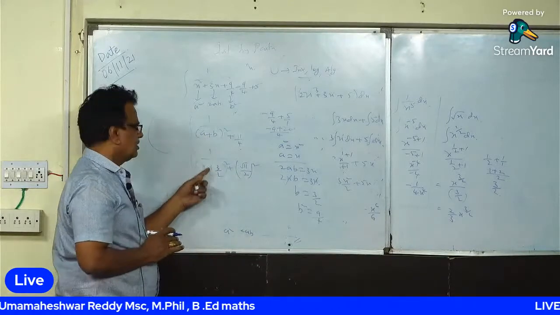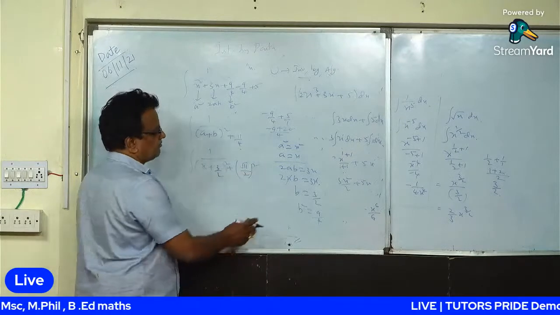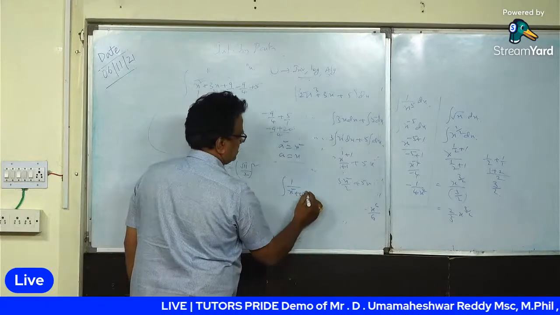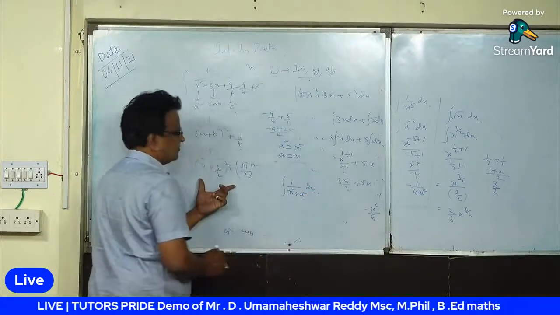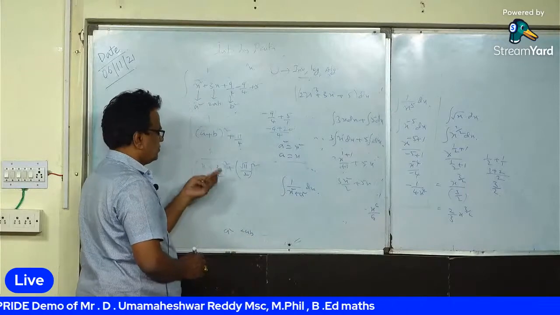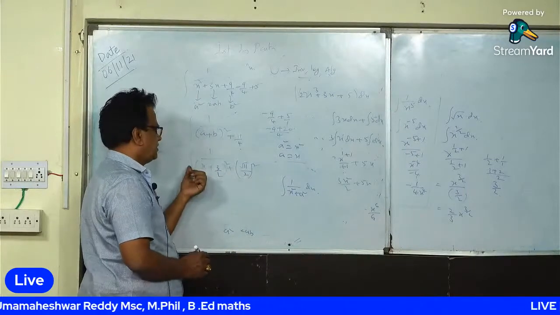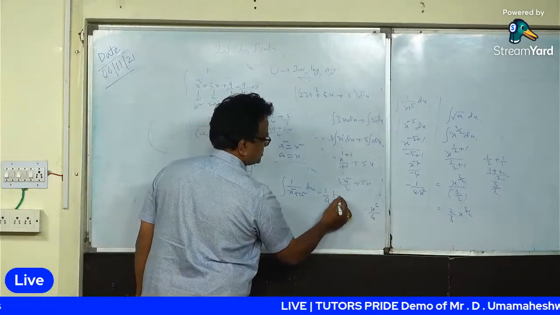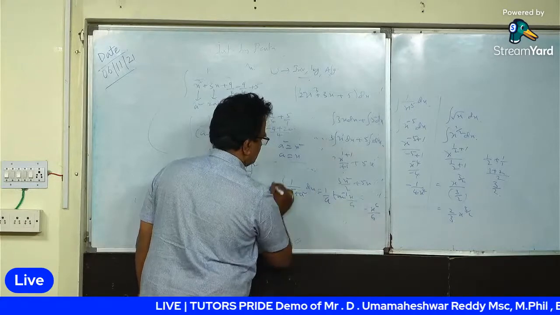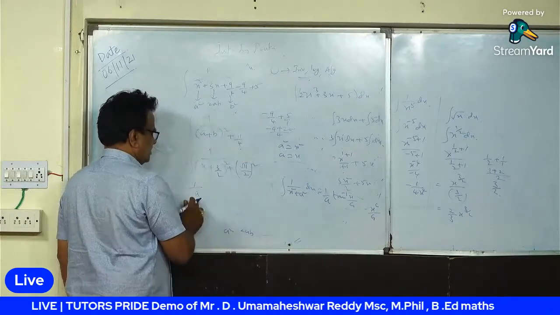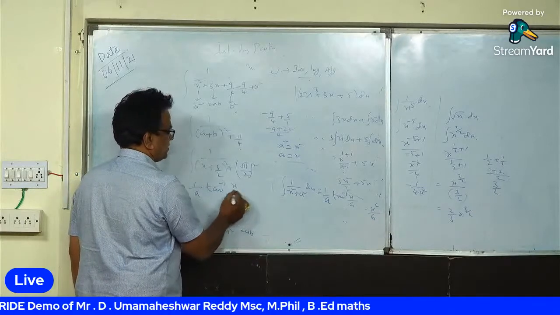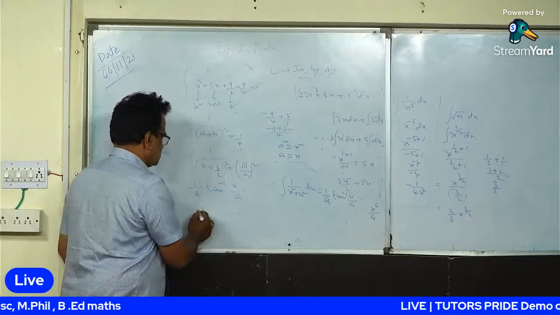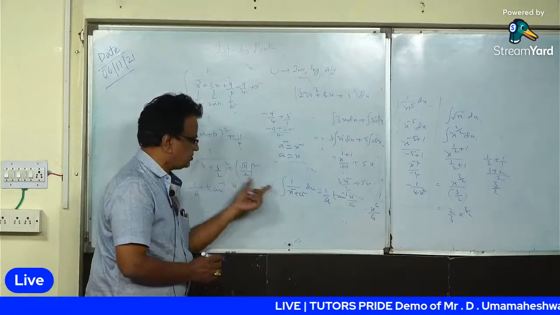1 by x square plus a square. There is a formula in integration for this: integration of 1 by x square plus a square. Treat this as x and this as a. The formula is 1 by a tan inverse x by a. You can write the formula as it is, nothing wrong. What is a here? This is x and this is a. Compare this with this. The a is root 11 by 2.